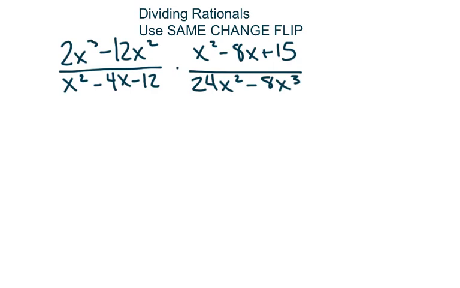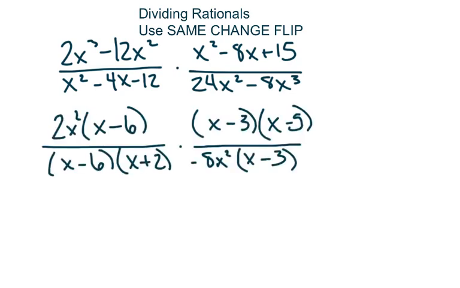I'm going to pause the video really quick, and I want you to pause it and see if you can factor this completely before we go on. Okay, so this is what I get when I factor completely, just to save a little time. And now what I'm going to do is just look for things it has in common. So remember, the whole point of doing same change flip was just to make it a multiplication problem, and then it's exactly like the ones we have been doing.